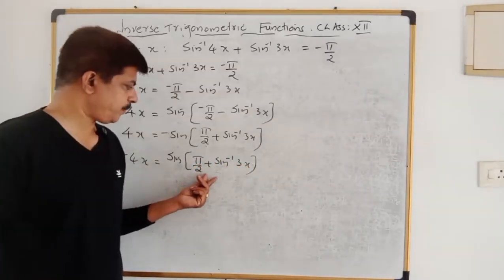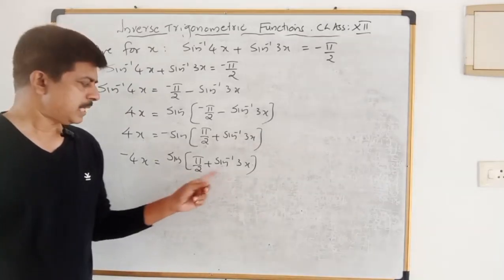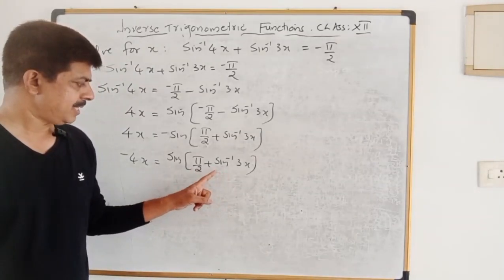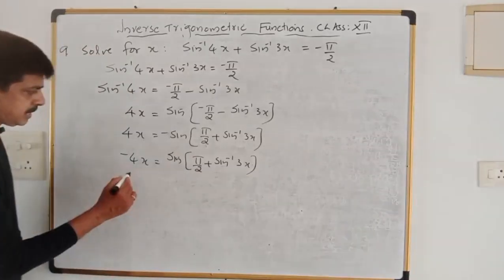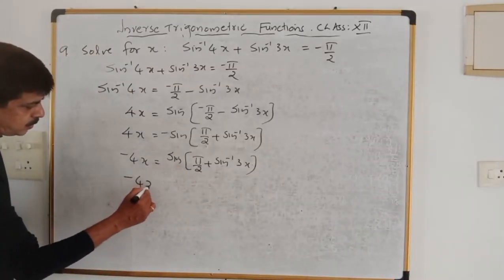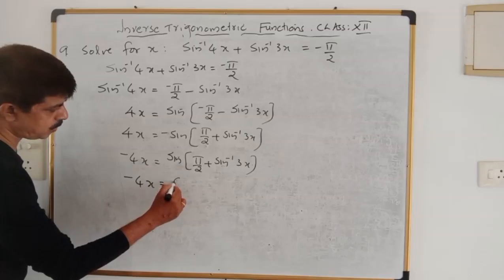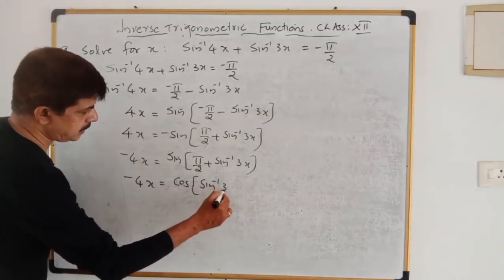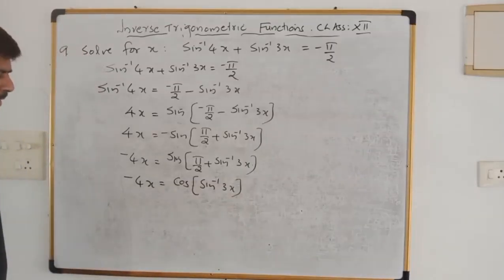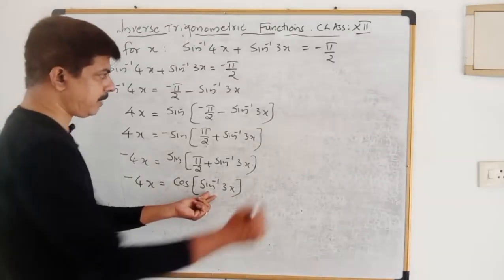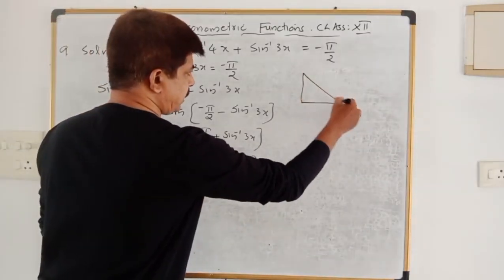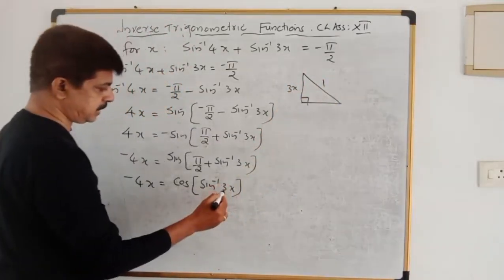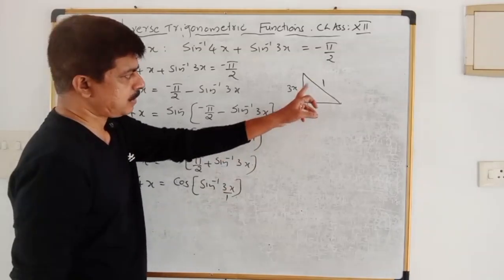Sin of pi by 2 plus sin inverse 3x, what is its value? Sin of pi by 2 plus x, we know it is the second quadrant, and in the second quadrant sin is always positive. So minus 4x is equal to cos of sin inverse 3x. To solve this one, we have to make a triangle. Sin 3x means opposite by hypotenuse, 3x by 1.